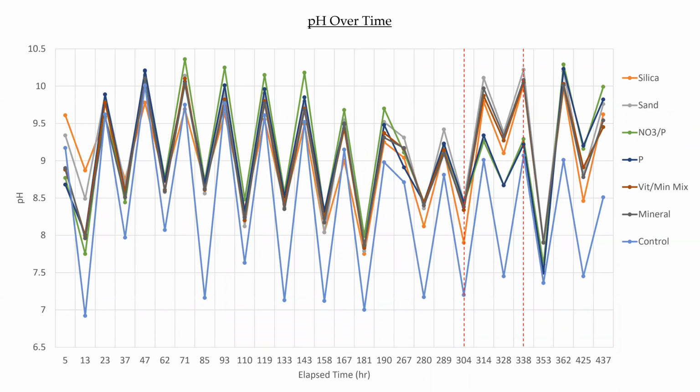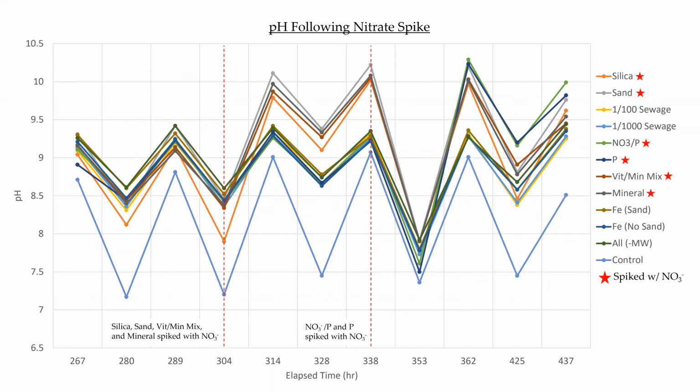The results for pH are very similar to DO. You can see that nitrate was doing the best initially, and when the microcosms were spiked with nitrate, there was a noticeable increase in activity.